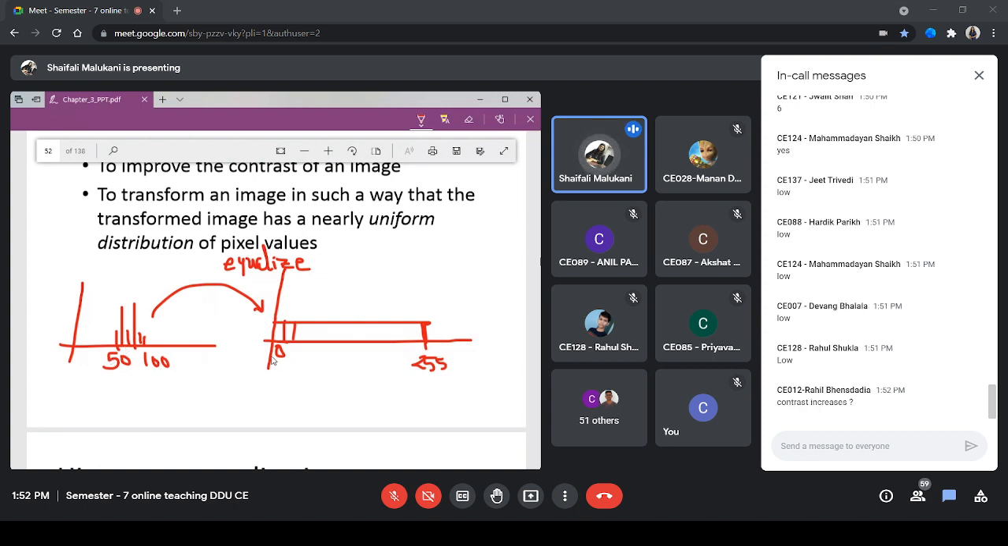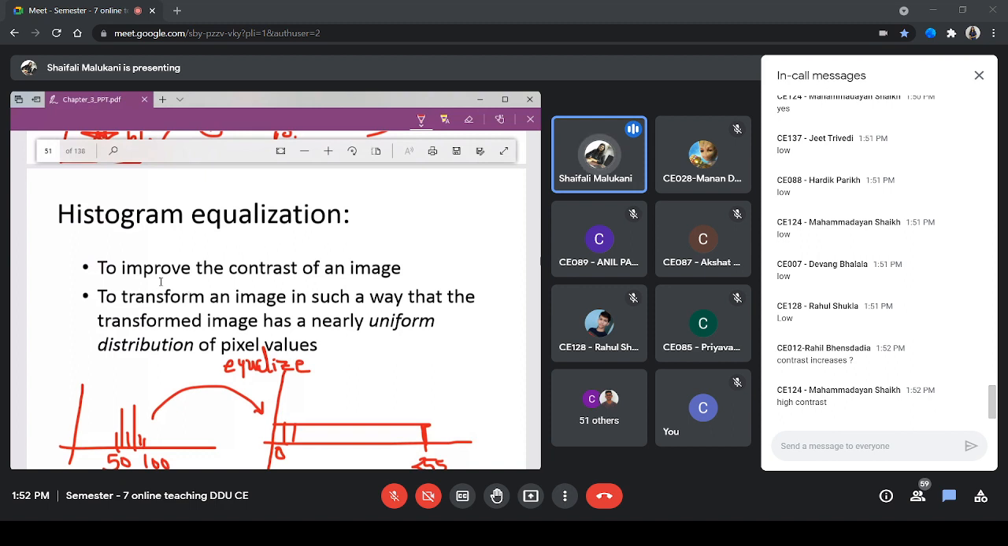What will be the transformation in the image? Yes, contrast will be very high. It will be a high contrast image. So, to improve the contrast of an image, histogram equalization is performed.